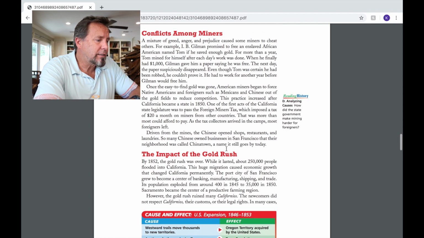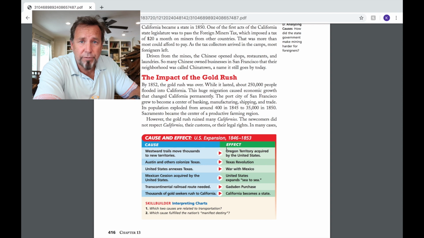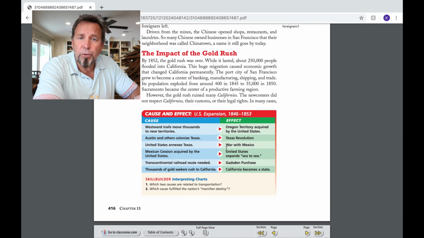And then on the last page, no, not quite the last page, page 416, it talked about conflicts among the miners and how the Chinese were eventually forced away from the mining fields. It talks about the impact of the gold rush, and it's part of the reason why California became a state so quickly: so many people rushed to California.